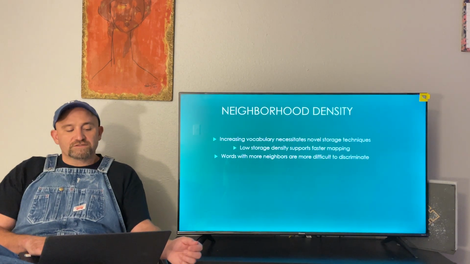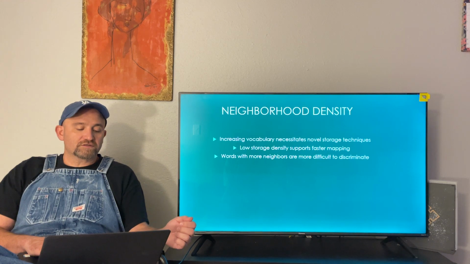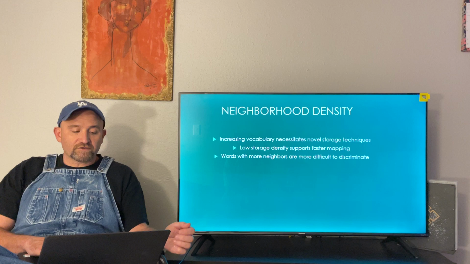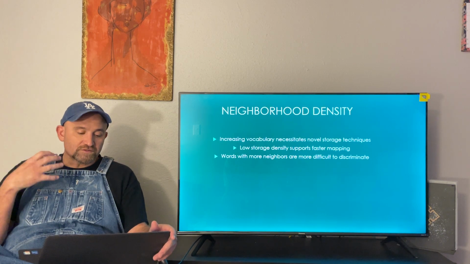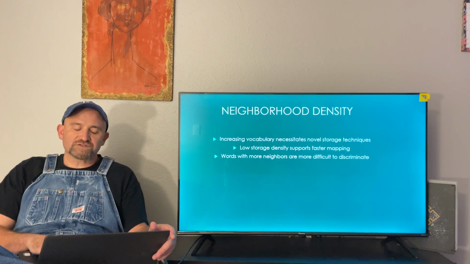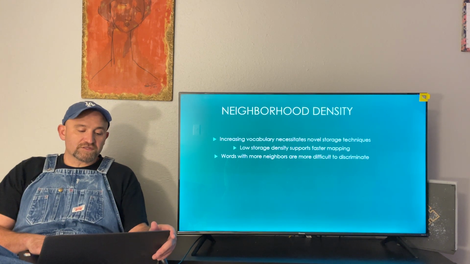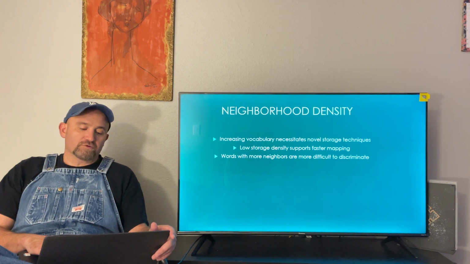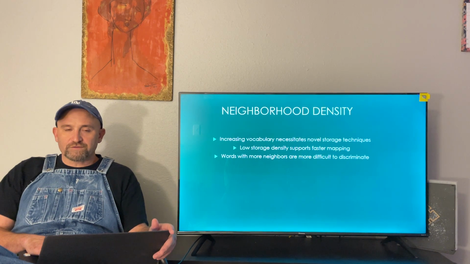Neighborhood density also affects lexical semantics by increasing vocabulary and necessitating novel storage techniques, so they have to come up with new ways to store things because of the density of the neighborhood. Low storage density supports a faster mapping. Words with more neighbors are more difficult to discriminate from others.